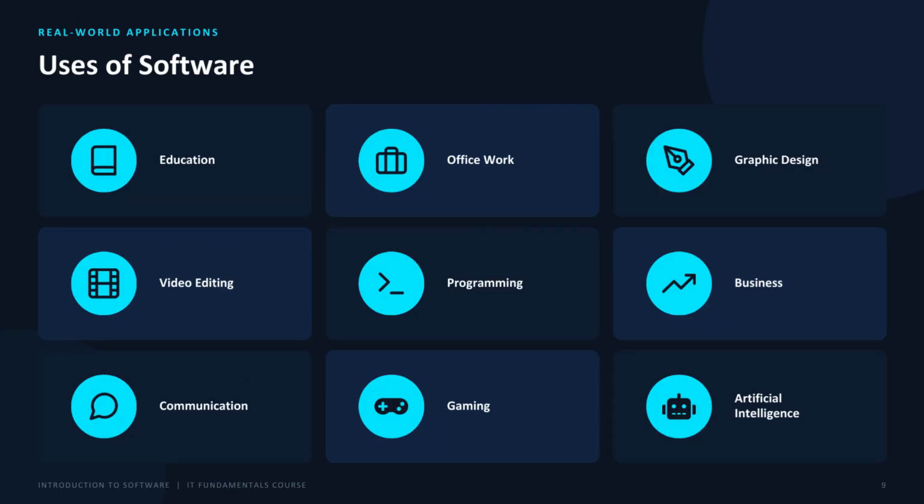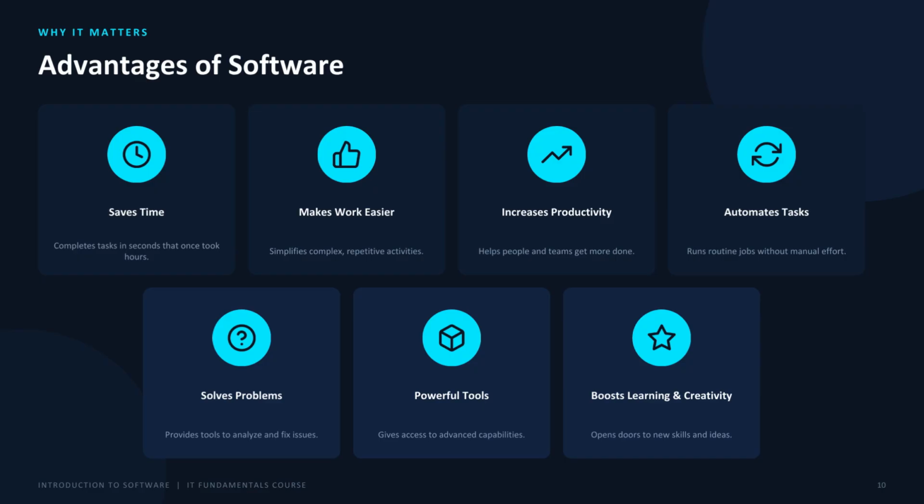Real world application. Uses of software: education, office work, graphic design, video editing, programming, business, communication, gaming, artificial intelligence. Why it matters. Advantages of software: saves time, completing tasks in seconds that once took hours. Makes work easier, simplifies complex repetitive activities. Increases productivity, helps people and teams get more done.